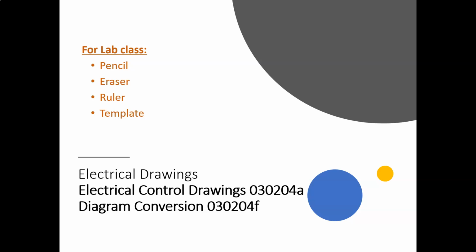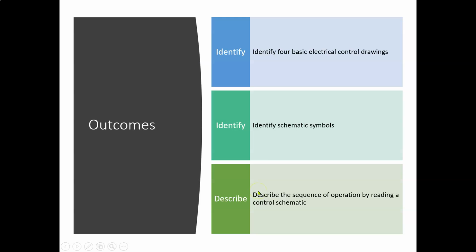Then also going from a schematic diagram to a wiring diagram. So it goes both ways, right? But really nothing new from what you did in first year. All right. So outcomes of today's class, right?